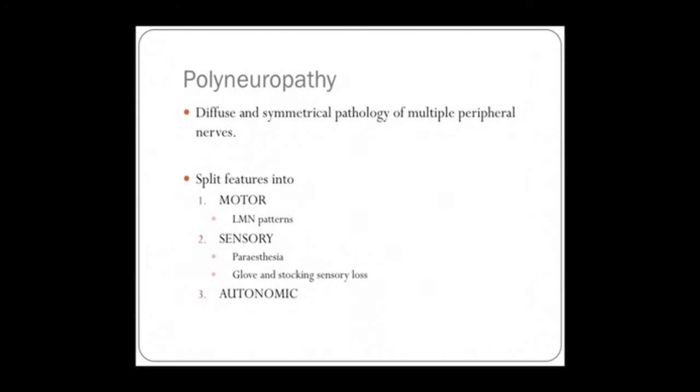Once again, you should split the features into primarily motor and sensory. Now, if you remember back to last session, I talked about the most common causes of upper versus lower motor neuron lesions. Remember, peripheral neuropathies are one of your important causes of lower motor neuron patterns of weakness. In terms of the sensory aspect, and this often presents before the motor aspect, the important thing is once again paresthesia.